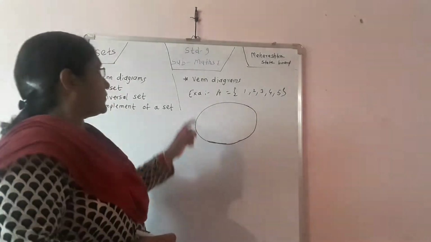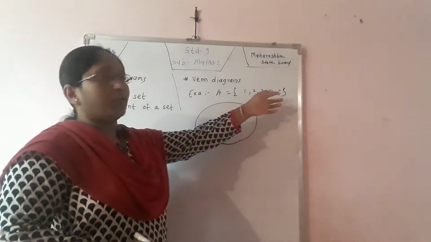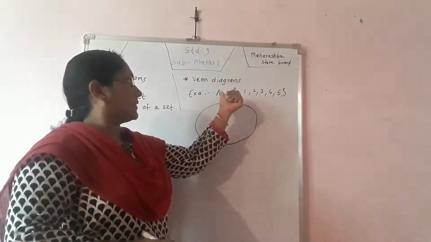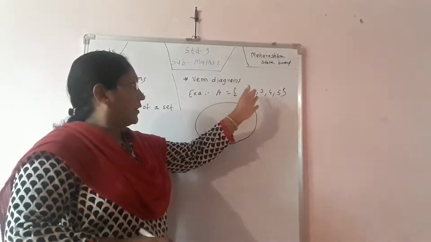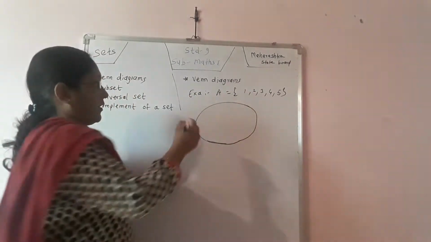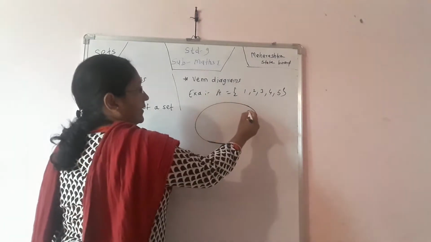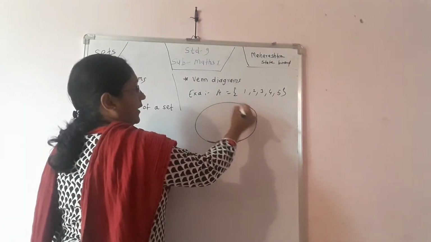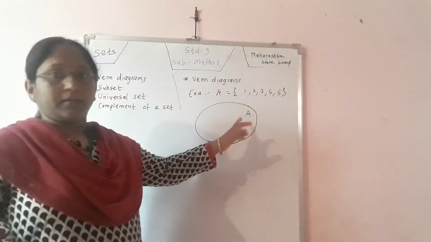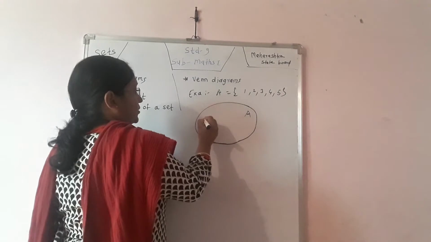See one example of a set. A is equal to 1, 2, 3, 4, 5. These are the elements of set A, and we show this set by a Venn diagram. First I draw a diagram, that is an oval, and in that I write A. A means the set name, and the elements are shown by dots.